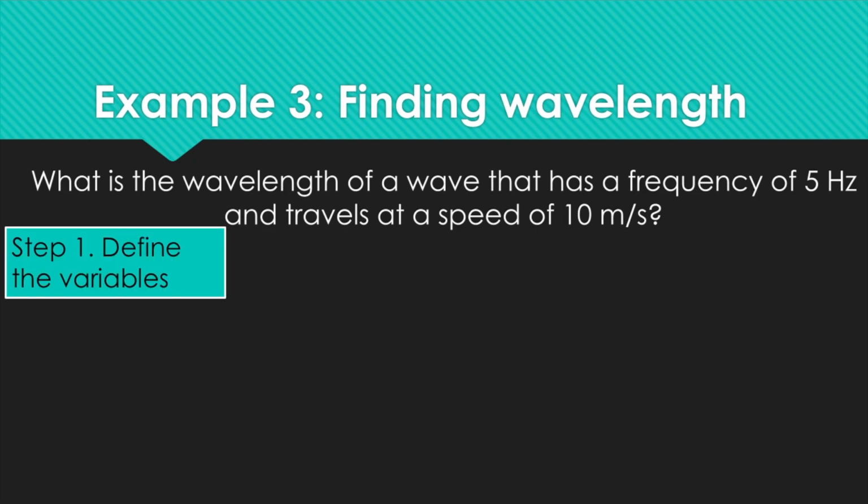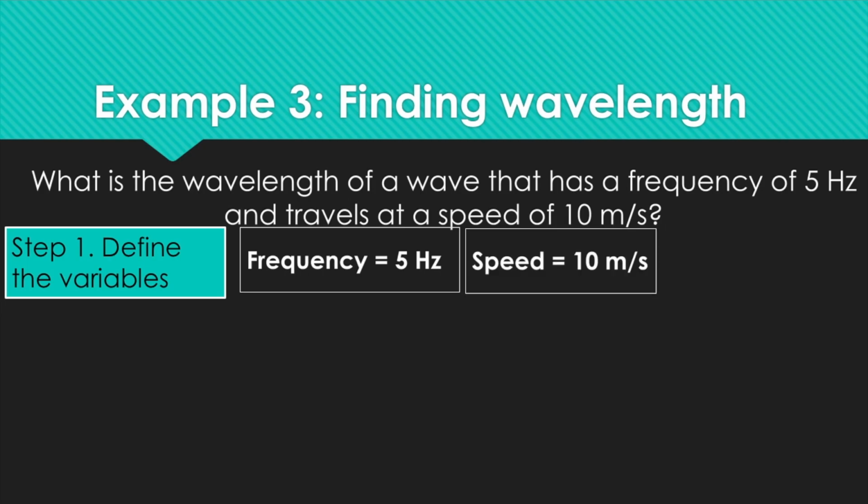Step 1 is to define the variables, pick out those numbers, and tell us what they represent. So the first number is 5. Because it's measured in hertz, we know it's a unit of frequency, so we write frequency equals 5 Hz. The next number we see is 10 meters per second. Meters per second is a unit of speed, so we're going to say speed equals 10 m/s. And then finally, we're looking for wavelength, so we're going to write wavelength equals question mark.